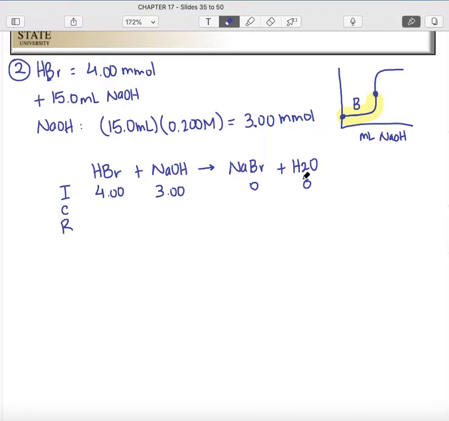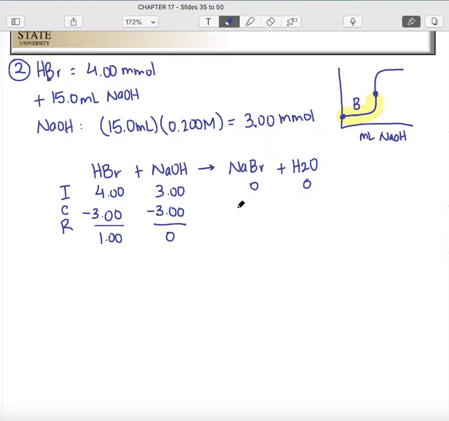We then are going to say that the change is that all of the limiting reactant will be reacted, meaning out of these two things, whichever one is the smaller will be completely reacted. So 3 is smaller, so I'm going to say that my change is going to be negative 3.00 so that it all gets used up. And that change carries to the HBr. So the same amount would be subtracted here, leaving us with now a total of 1.00 millimoles of the hydrobromic acid.